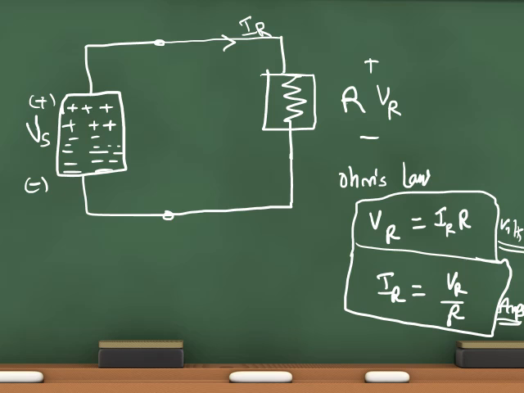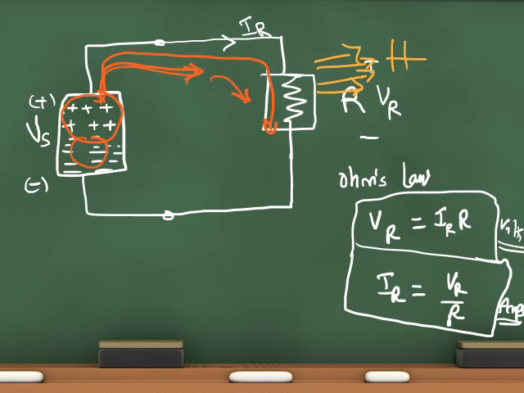What happens here exactly? Now we will discuss some salient points here. This battery is supplying energy to this resistor. And what happens? The charge will flow like this and like this. Here the energy is released in the form of heat.